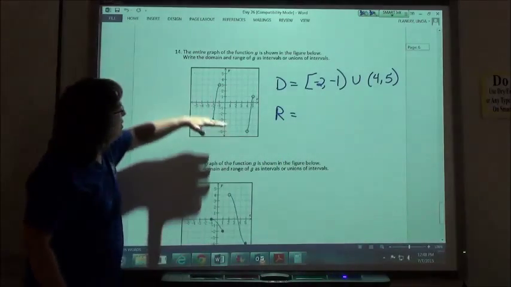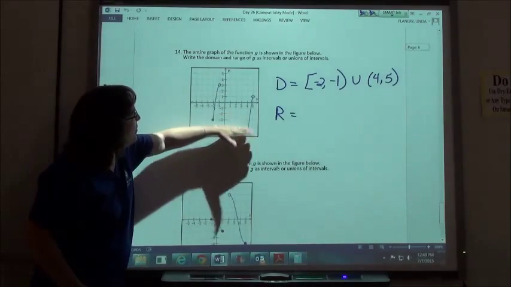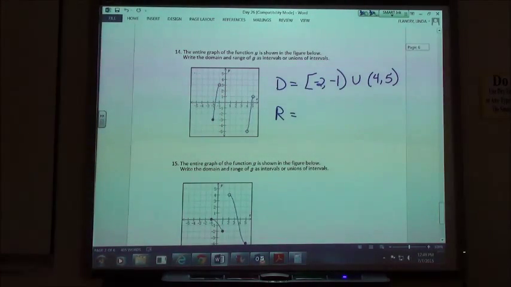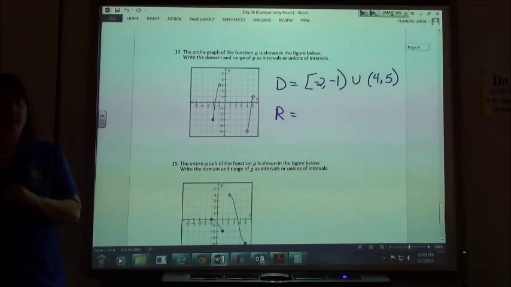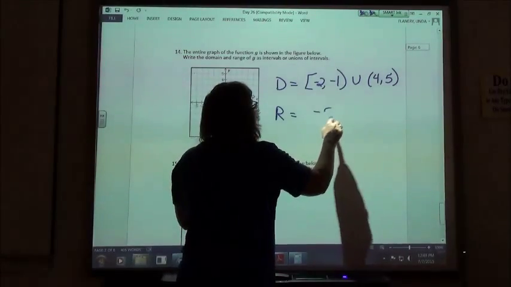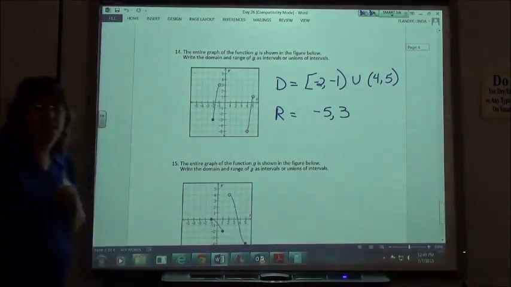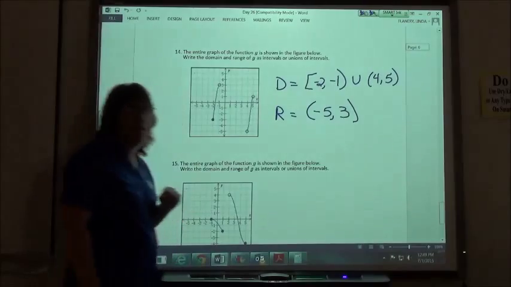My range, again, you can see that they're overlapping each other, and so we're just going to go from the bottom to the top instead of doing two separate ones. So my range would be going from -5 to 3, right? Parentheses on both of those, since both ends have open circles.